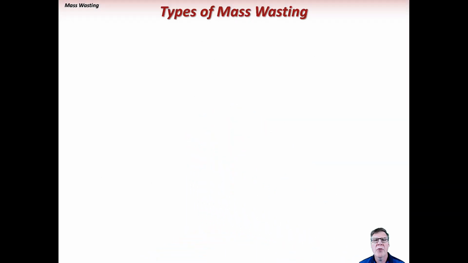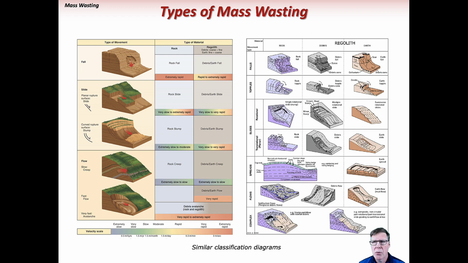Here are 2 helpful classification diagrams. The one on the left shows the type of material, style of movement, and rate of movement. The one on the right is similar and shows more examples. Now let's review some of the different types of mass wasting processes.